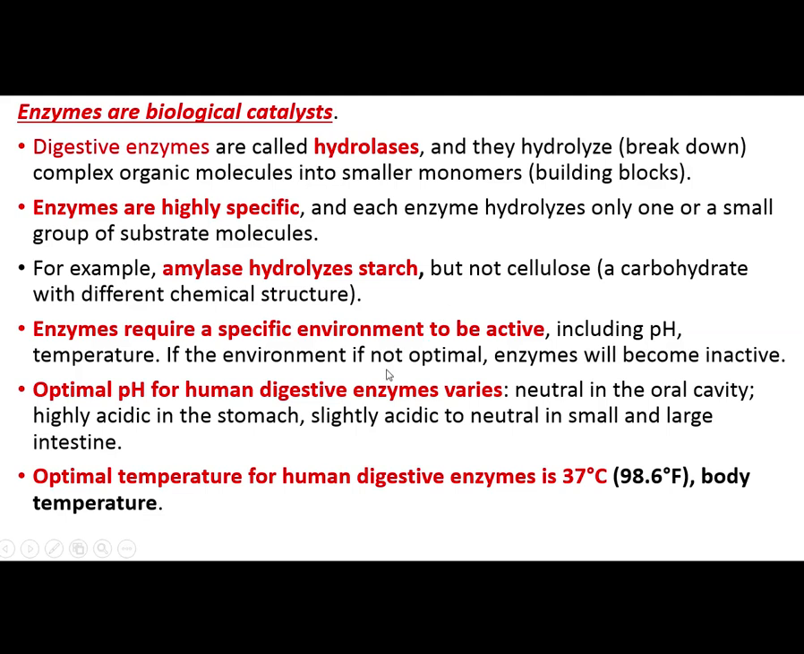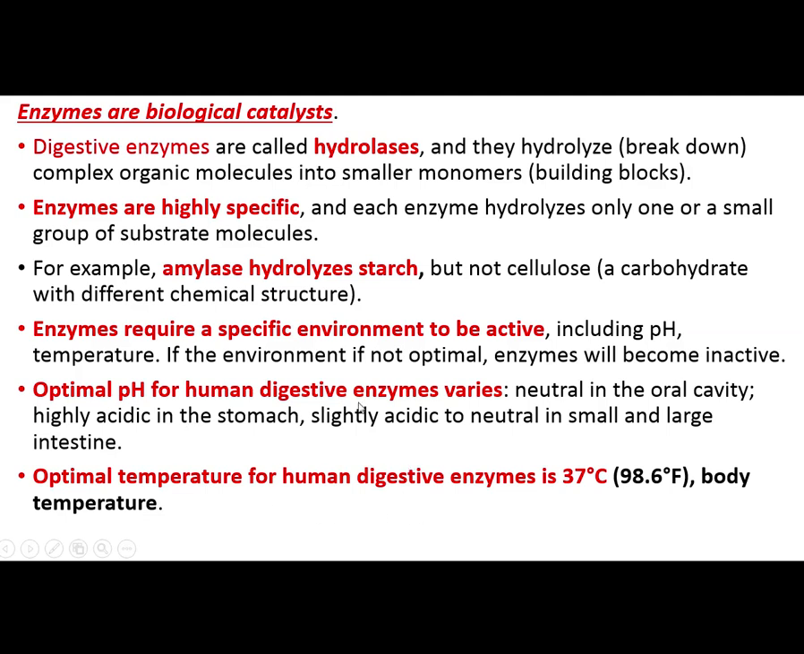Also, enzymes require a specific environment to be active, and so changes in things like pH or temperature will make an enzyme inactive. And so for human enzymes, all human digestive enzymes have the same optimal temperature, which is 37 degrees, and this is human body temperature. And this is for obvious reasons because they are all inside of the human body.